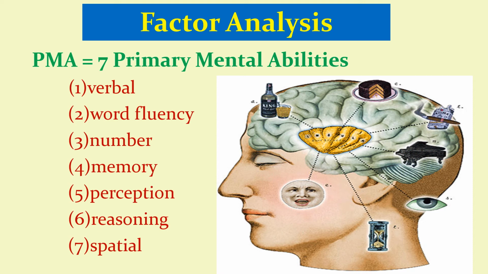When we do this, we come up with 7 primary mental abilities: verbal ability, word fluency, meaning being able to think of the right word at the right time, number, meaning like arithmetic, memory, perception, reasoning, like logic, and then spatial ability. So these are considered 7 primary mental abilities based on factor analysis.